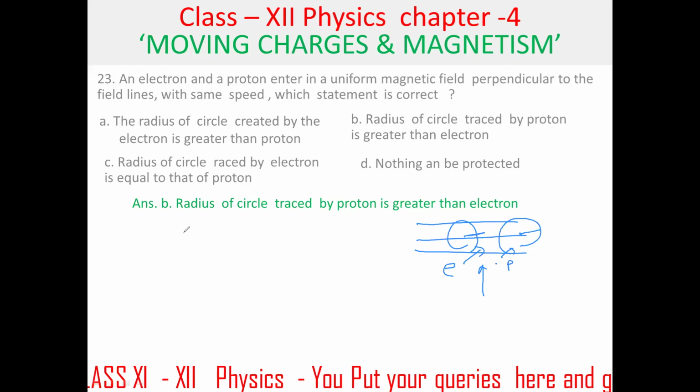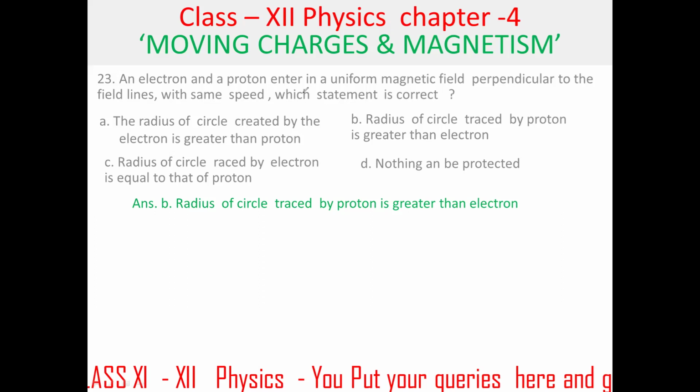See, the formula for radius in this case would be momentum, mv by bq. So it is the same for electron and for proton, mv by bq. q is the same, B is the same, velocity is the same, only mass is not the same. Definitely the mass of the proton is more than the mass of the electron. So here the radius of the proton will be more. Got it? I hope this is very easy. Now go to the next question.